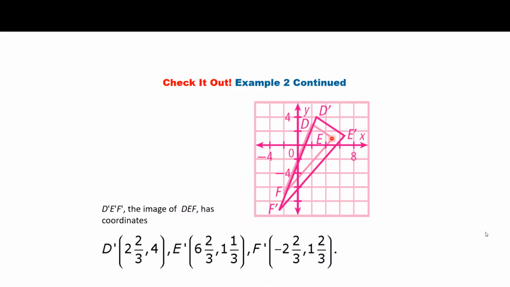So here we go. This is when you go back and replot these points, and you can see again the pre-image and then the new image.